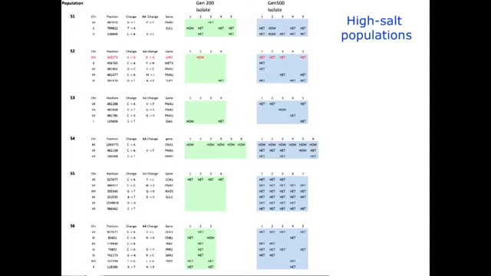Other examples like this one, that's a leucine aminopeptidase. I have no idea what that has to do with high salt. There's a LAP2 polymorphism in mussels that's associated with living in different salinity of environments. I don't know. Could be important. We don't really know.